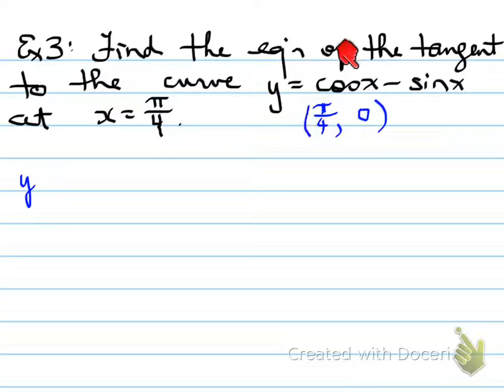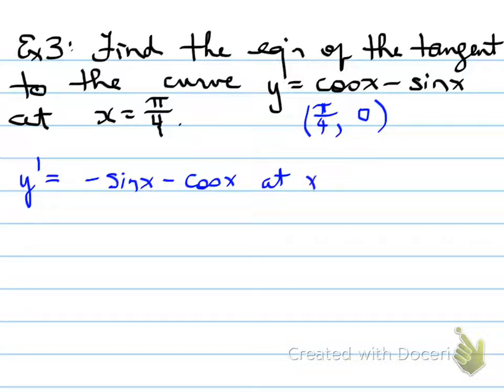When you plug it in, this is a special angle. Cosine of pi over 4 minus sine of pi over 4 is the same value, so that when you subtract them, you get 0. Now, let's find the derivative. The derivative is equal to negative sin x minus cos x.